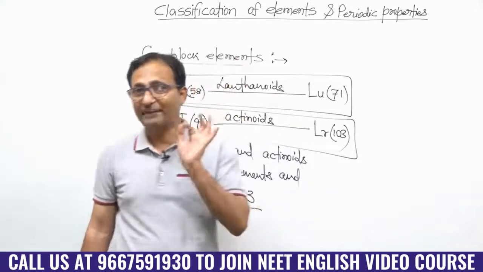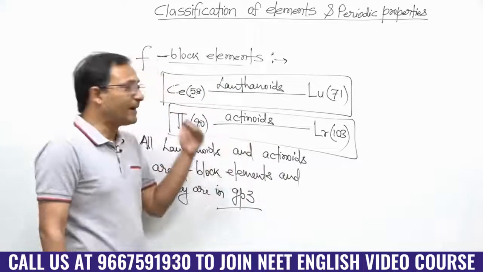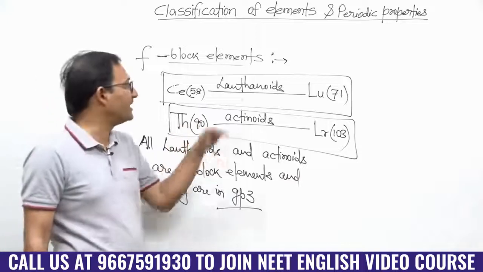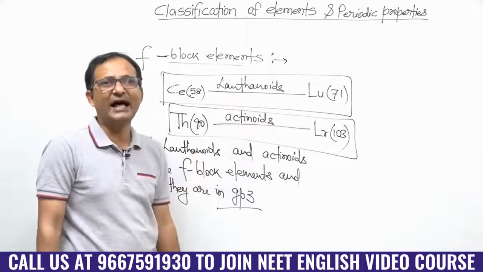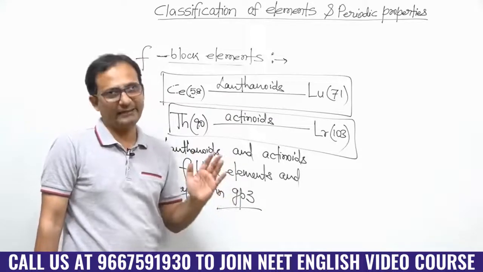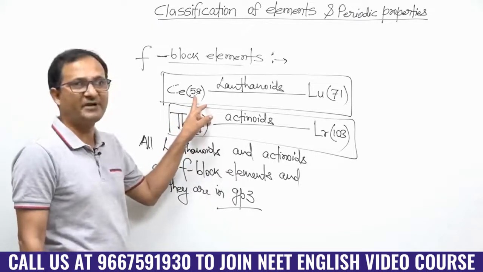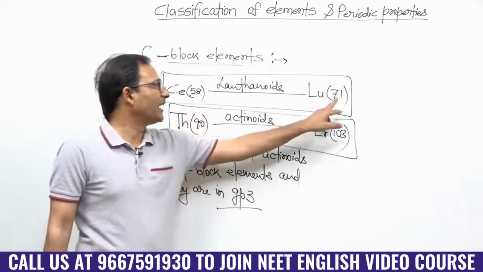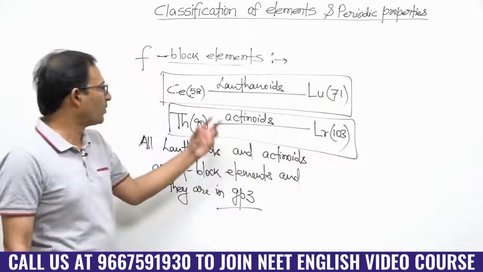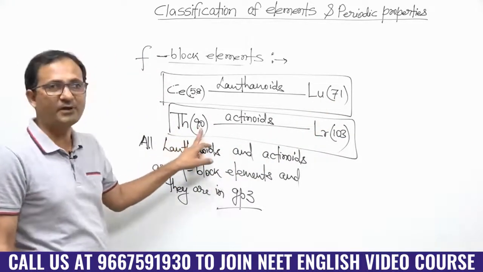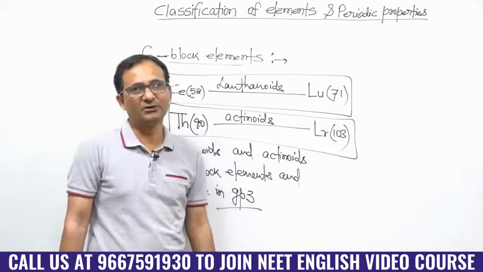Okay? Now, there are 4 blocks of elements: s block elements, p block elements, d block elements, and f block elements. Here we have to remember about f block elements. f block elements have two series, lanthanoids and actinoids, and each series has 14 elements. Lanthanoids are from atomic number 58 cerium to atomic number 71 lutetium, and actinoids are from thorium atomic number 90 to lawrencium atomic number 103.